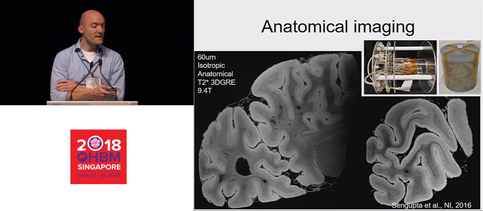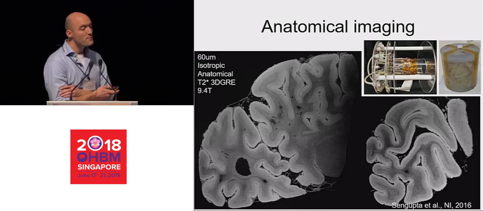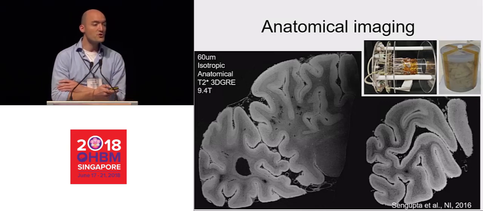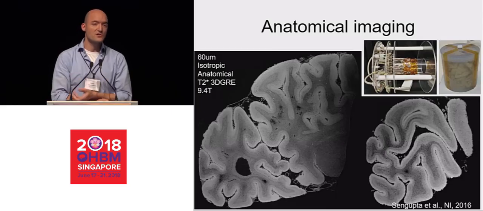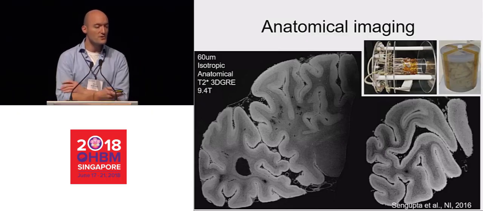We published some anatomical imaging with T2 star weighted GRE with that a year back, and there we could go down to resolutions of 60 micron isotropic. Now, diffusion imaging is quite a bit more challenged in terms of SNR, so we cannot achieve those resolutions, but at least this is a good platform, 9.4 Tesla and a specifically built coil, to jump from.